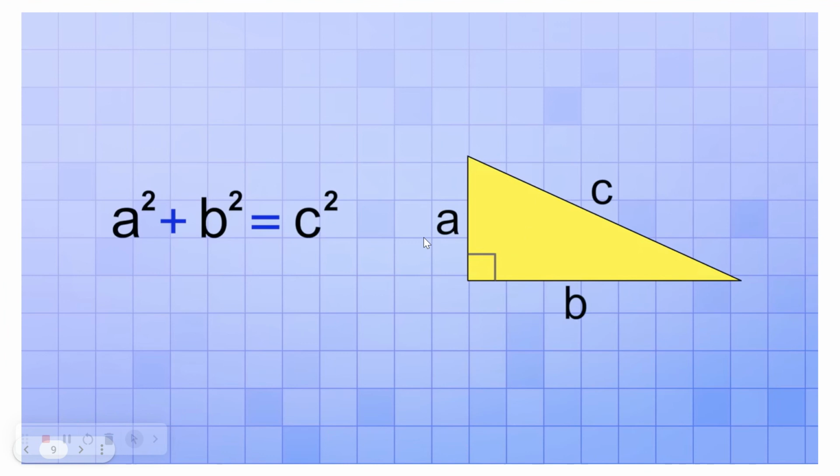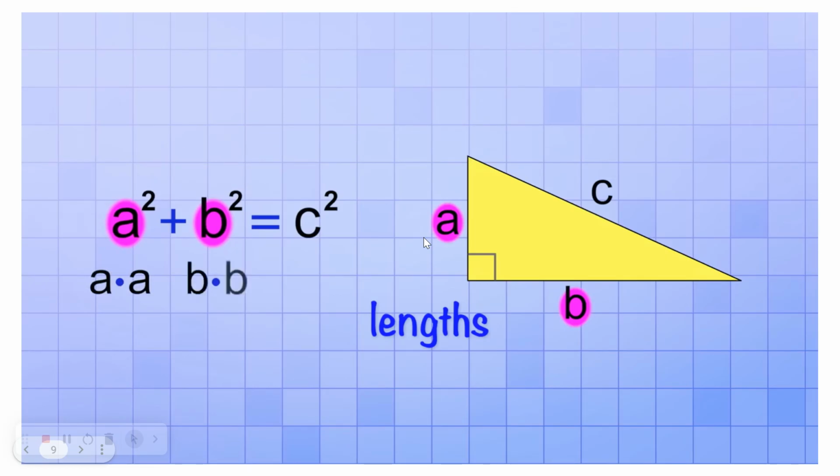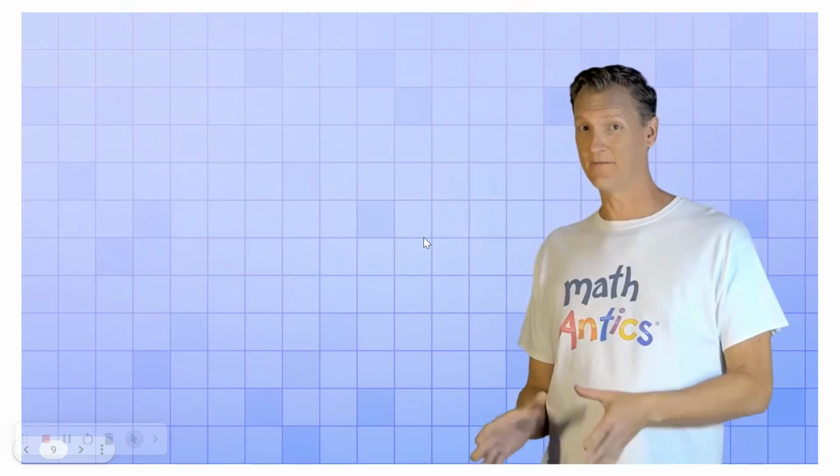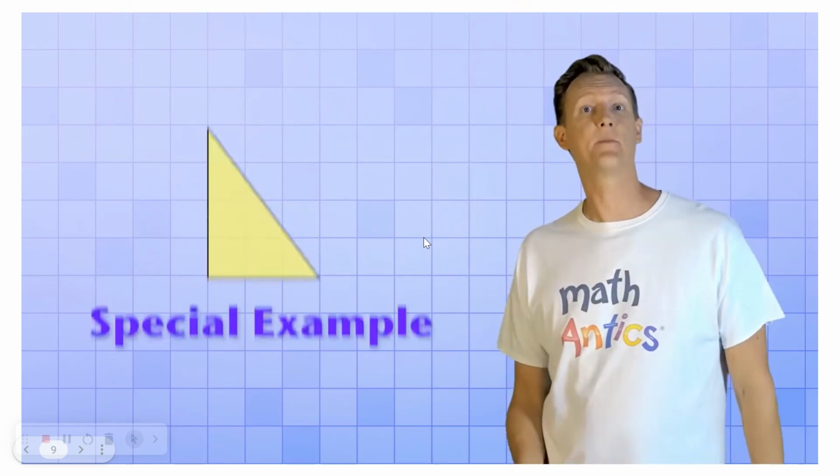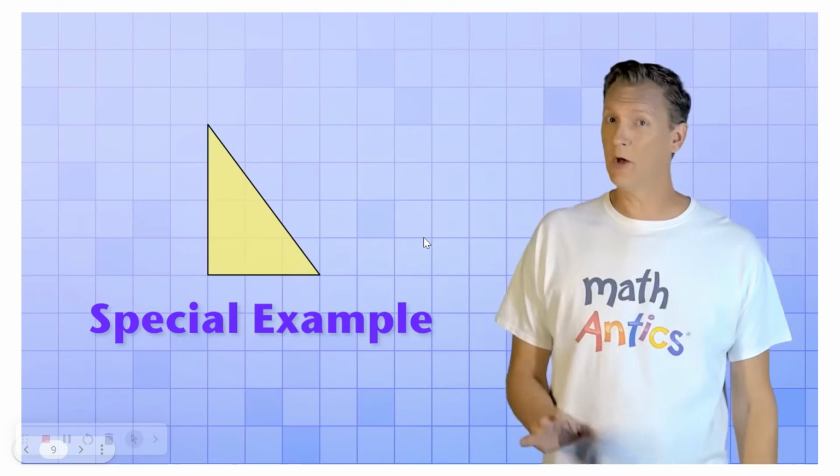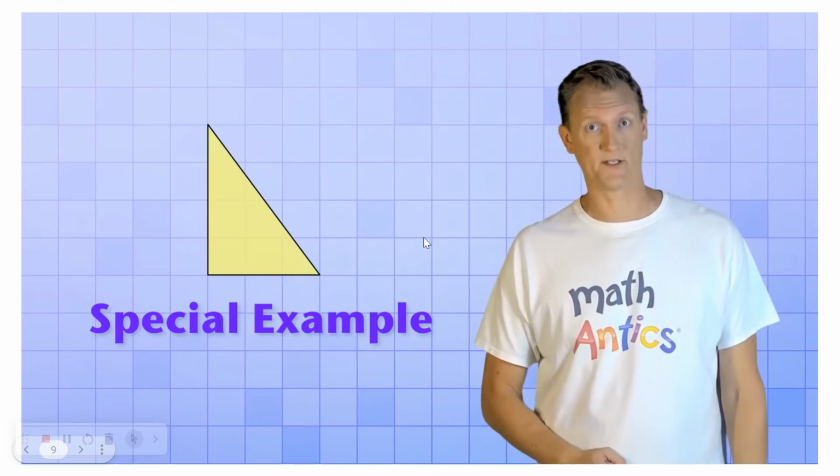It's telling us that if we take the lengths of the two legs, sides A and B, and square them, which means multiplying them by themselves, a squared is a times a, and b squared is b times b, and then if we add those two squared amounts together, they will equal the amount you'd get if you square the hypotenuse side, which would be c squared or c times c. That may sound a little confusing at first, so let's take a look at a special example of a right triangle that will help the Pythagorean theorem make a little more sense.